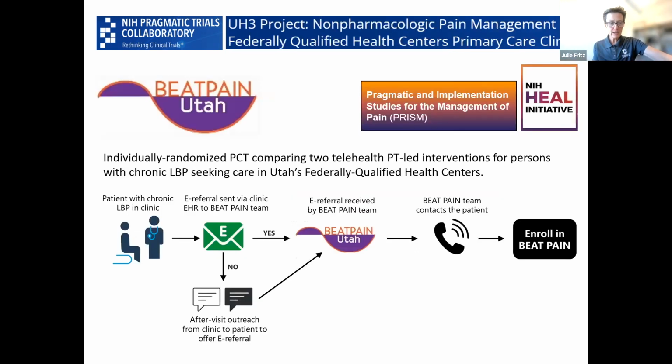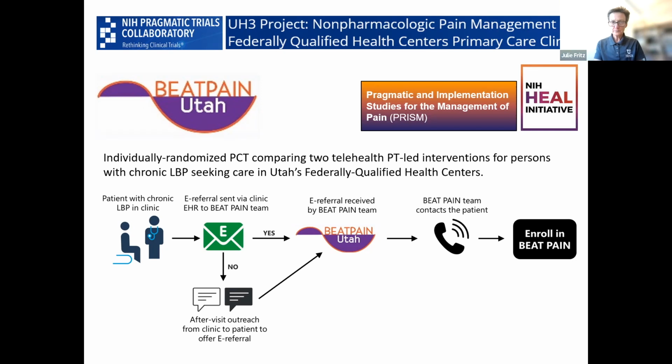This is a pragmatic study in the same collaboratory that I'm leading here in Utah. And this particular study, I've tried to display the design here, is an individually randomized trial where patients are referred to our study team from federally qualified health centers around Utah. So we get an electronic referral. We reach out to the patient and offer them the opportunity to enroll in the study.